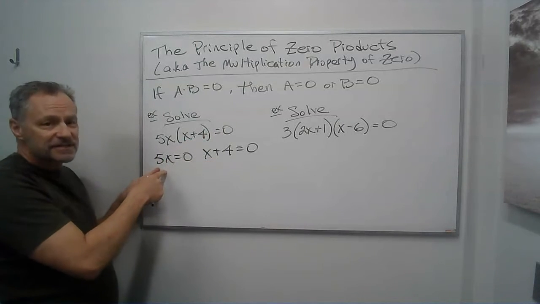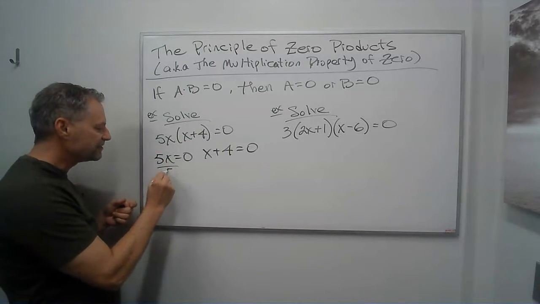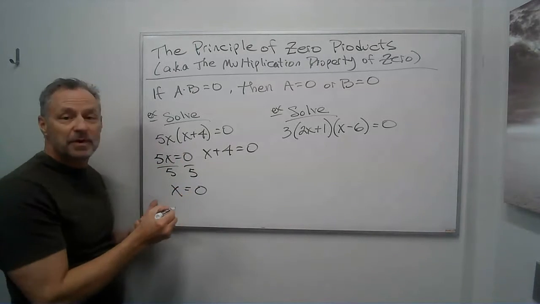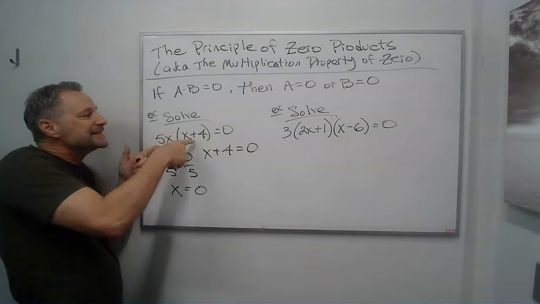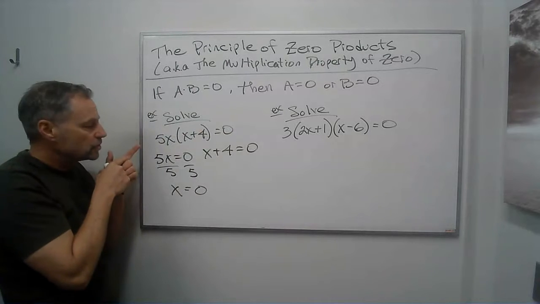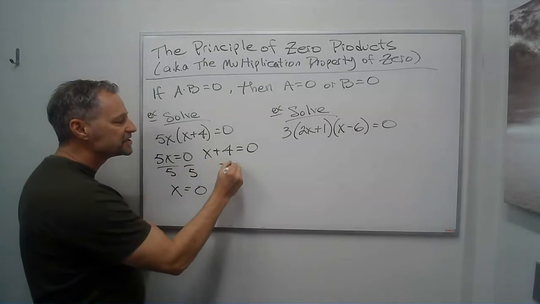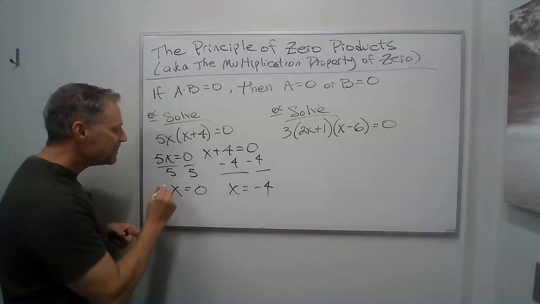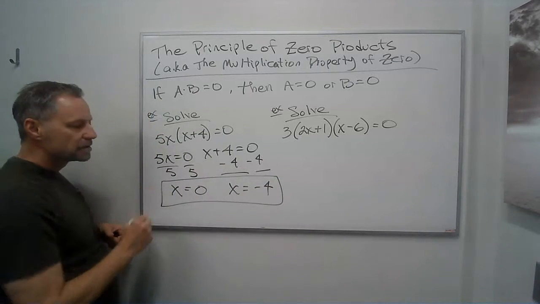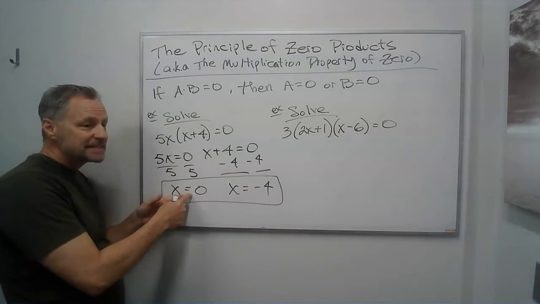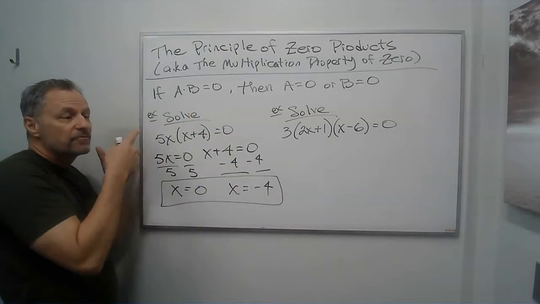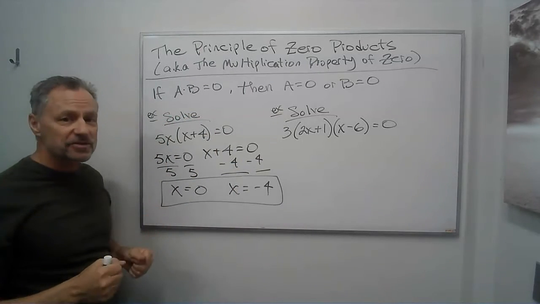So here, for instance, I want to get x by itself, so I divide by 5. 0 divided by 5 is still 0. Well, that's one of my answers. So if x was 0, this statement is true. And then here, I'm going to subtract 4 from both sides. I get x equals negative 4. Those are my two answers. So if x was 0 or x was negative 4, this equation is going to be true. It's not true for any other values of x.